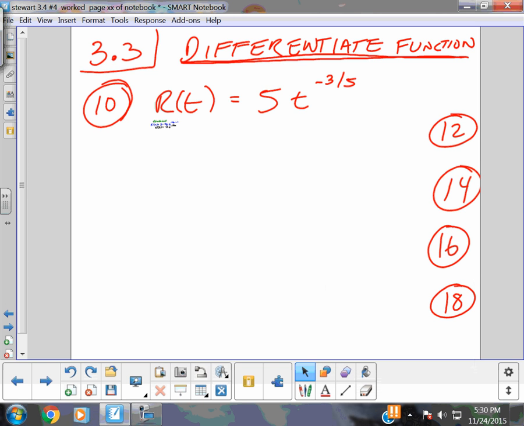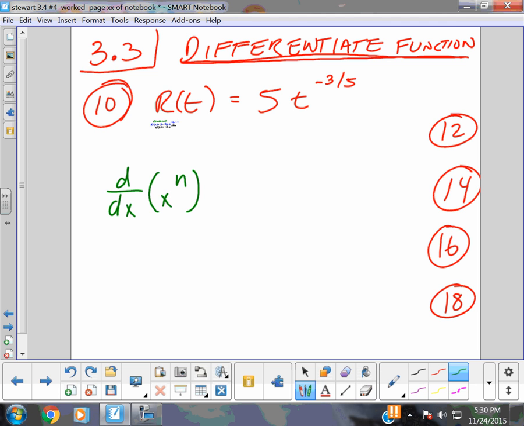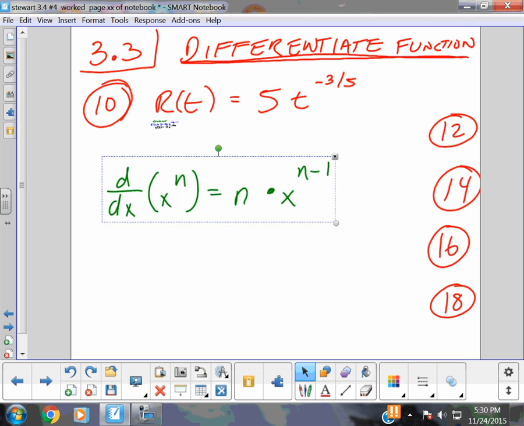So now I'm going to do a little differentiation, differentiate functions. We're going to use the power rule quite a bit, in fact, all the way through. And that's, again, d/dx of x to the n power is equivalent to n times x, and reduce the power by 1. All right? So that's going to be our baseline for all of these.